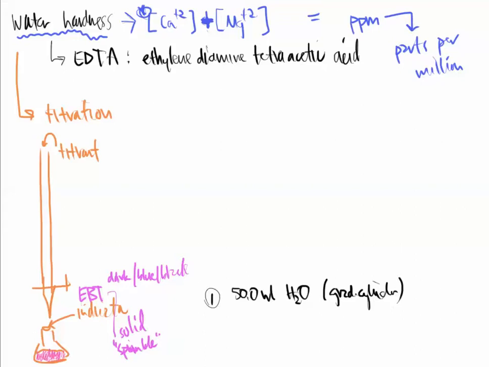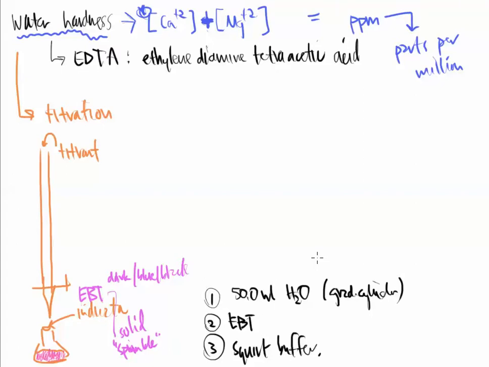Number two, after I add 50 mils of water to the graduated cylinder, I dump it into the flask. Then I add a sprinkle of EBT indicator. And then number three, I'm going to add a squirt of buffer. Doesn't this sound very scientific? A sprinkle and a squirt. That's all that you need.